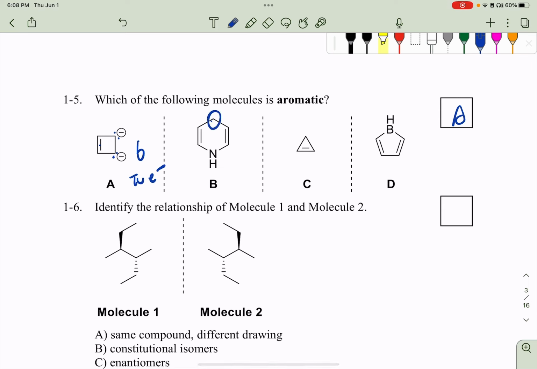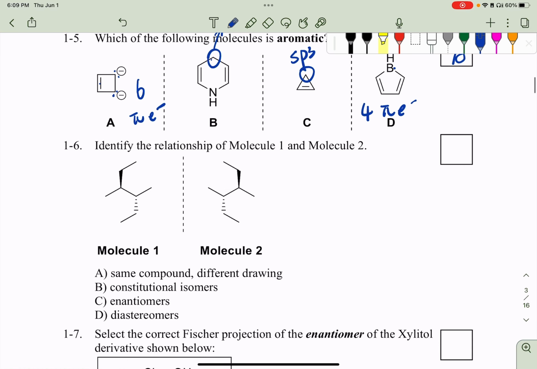So for molecule B, this is obviously wrong. You have an sp3 carbon in the ring that breaks that loop of electrons. C, that's the same reason. You have an sp3 carbon on there. And for molecule D, well, boron only has 3 electrons, so it doesn't contribute to your loop of electrons. And this has 4 pi electrons, so it's anti-aromatic. All right, 1 to 6, let's keep going.